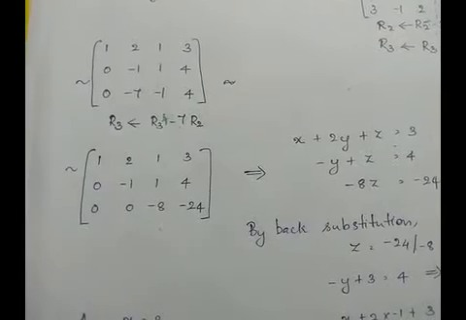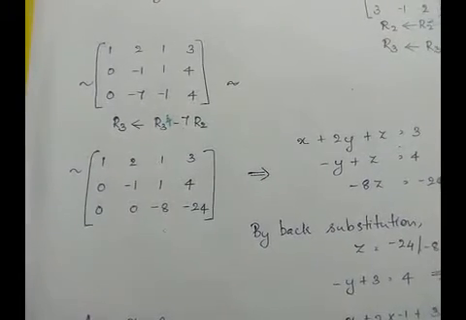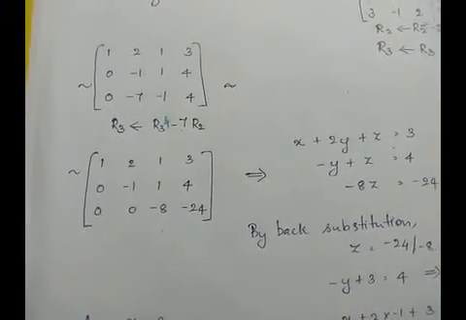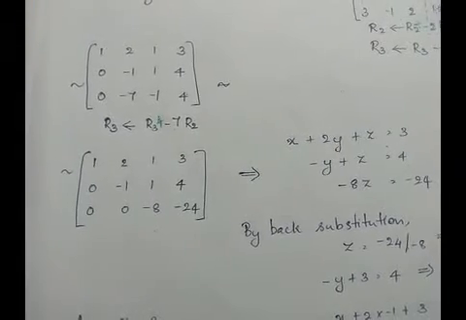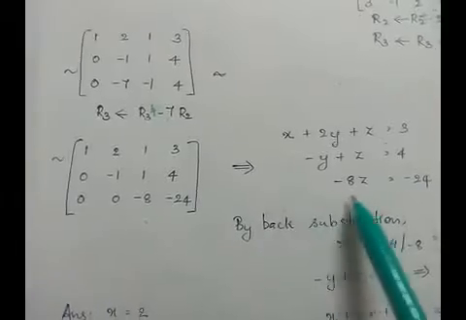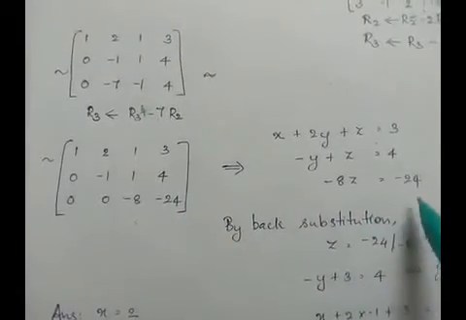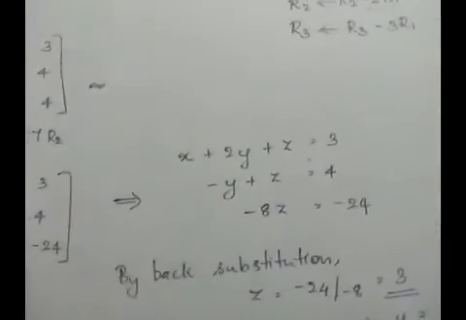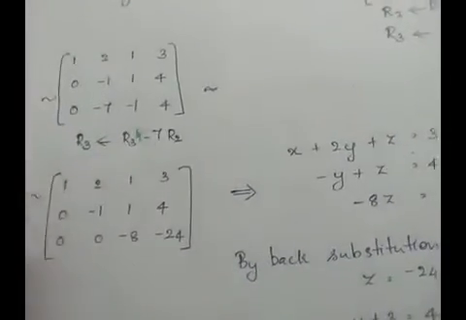The last row, look at the last row. Here the coefficients of x and y are 0. So we start the equation with z, and the coefficient of z is minus 8. So we get minus 8z is equal to minus 24. So these are the equations we get after converting the upper triangular matrix to equations, right?